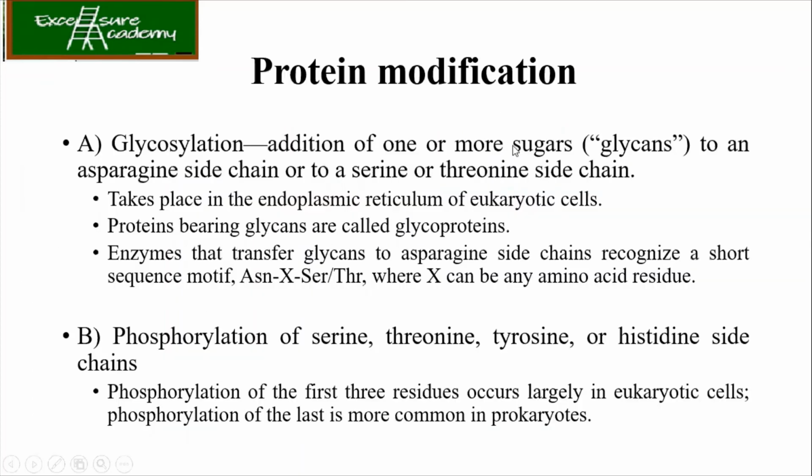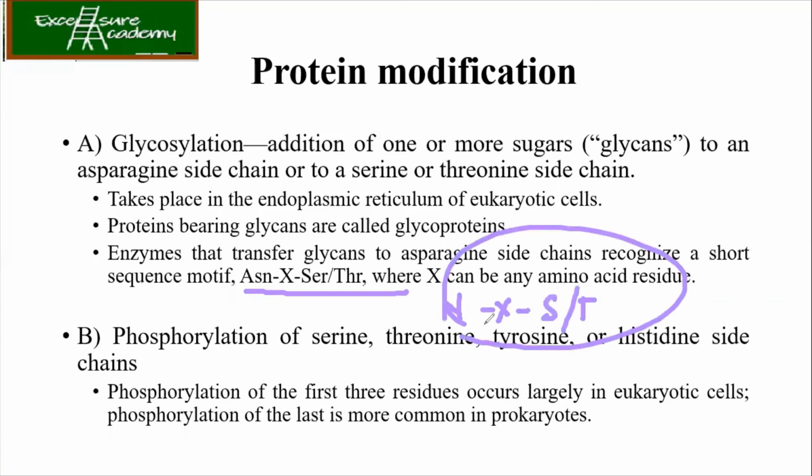Now, protein modification is very, very important. You need to remember that there are two types: glycosylation and phosphorylation. What you need to remember is on which amino acid this takes place. It is simple. For glycosylation, the sequence is asparagine, X, and serine or threonine. This sequence is responsible for where glycosylation can take place. Similarly, phosphorylation takes place on serine, threonine, and tyrosine, because they all have the OH group to which the phosphate group can be added.